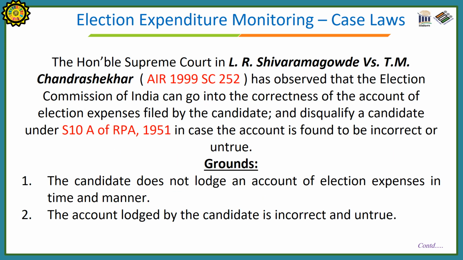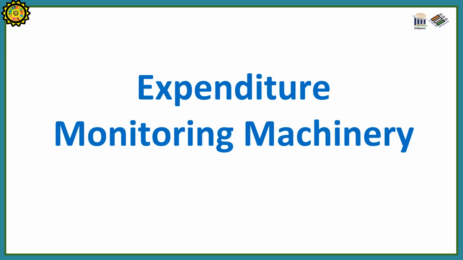The Honorable Supreme Court in Ella Shivaram Gode versus T.M. Chandrasekhar has observed that the Commission can go into the correctness of the account of election expenses filed by the candidate and disqualify a candidate under Section 10A of RP Act 1951 in case the account is found to be incorrect or untrue on the grounds: the candidate does not lodge an account of election expenses in time and manner, or the account lodged by the candidate is incorrect and untrue. Expenditure monitoring machinery.